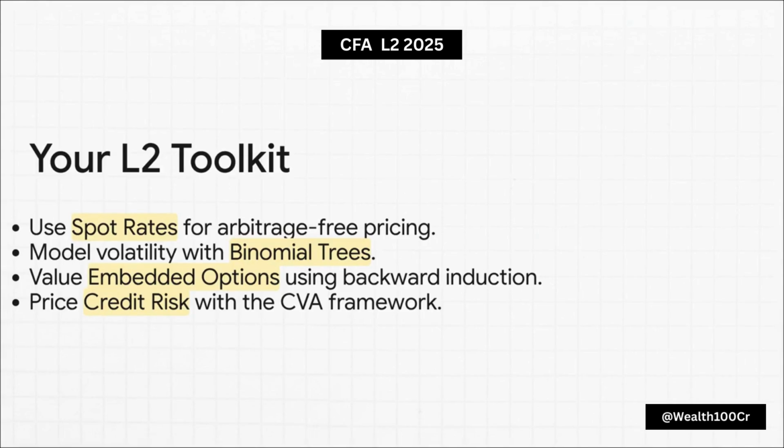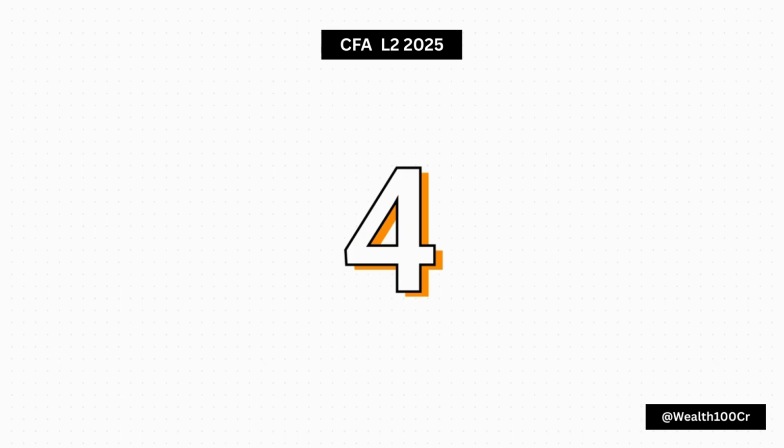All right, let's pull it all together and look at the amazing toolkit you've just built. 1. You can now break a bond down into its pieces and use spot rates for precise, arbitrage-free pricing. 2. You can use binomial trees to map out and model interest rate volatility. 3. You can use that tree to value tricky embedded options. And 4. You can calculate the CVA to price in credit risk. You now have a complete 4-part system for analyzing pretty much any bond. These are the 4 key risks you now know how to dissect, analyze, and price into any bond valuation.